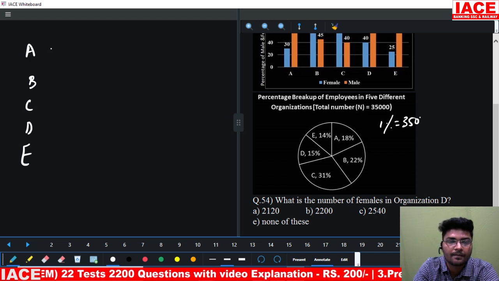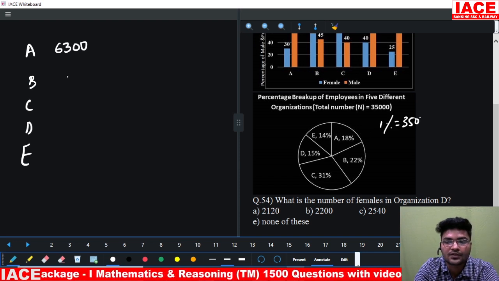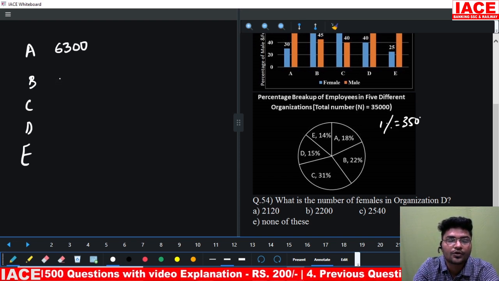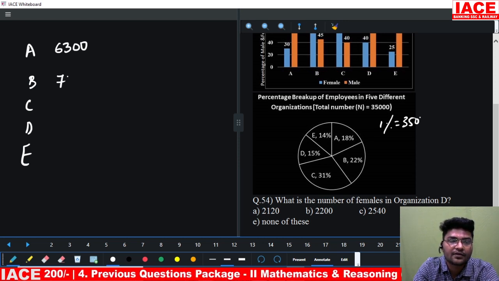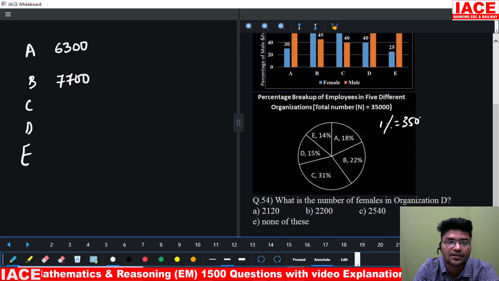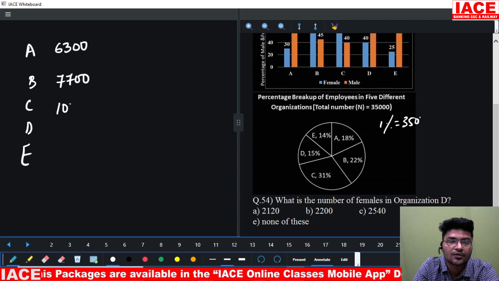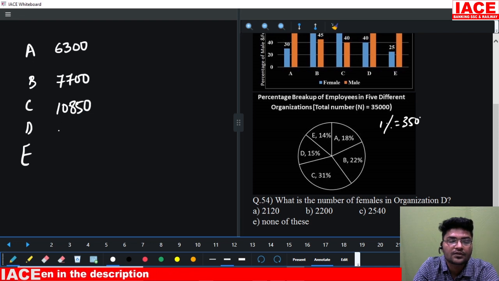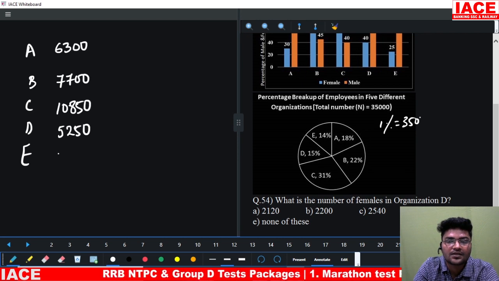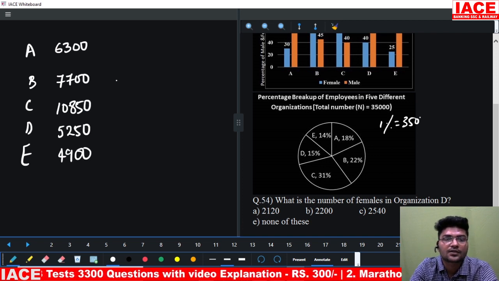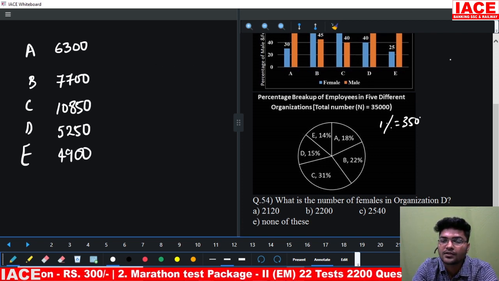So this is 6300. Next is B, 22, which means 7700. 3.5 times basically. Next is C, 31, which means 10850. Next is D. D is 15. 15 percent means again 3.5 times, which means 5250. E is 14. 14 means again 3.5, so 4900.